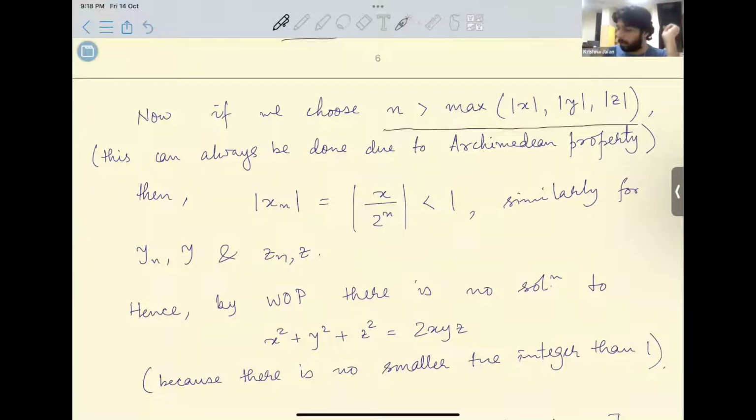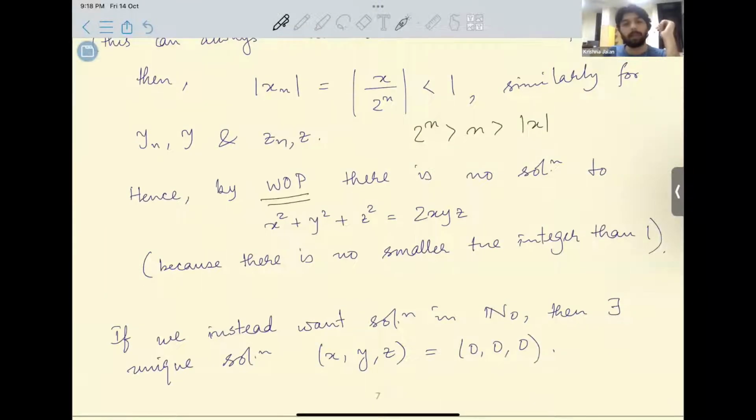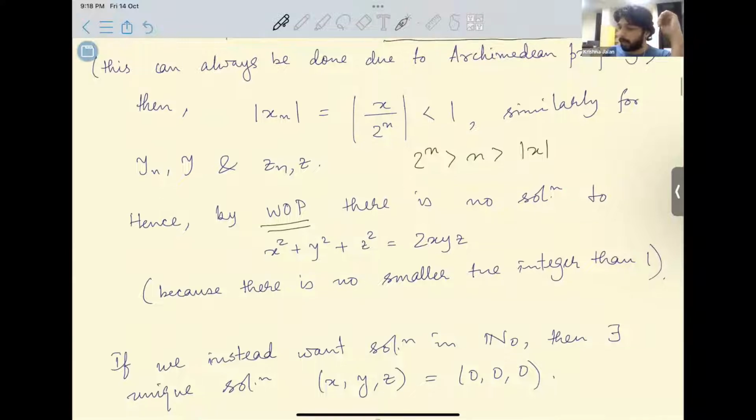Because notice that n is greater than mod x, and 2 to the power n is greater than n. So clearly mod x by 2 to the power n is less than 1. But I mentioned that by the well ordering principle, the natural numbers have a lower bound, and that lower bound is 1. So I cannot find any xn which is less than 1. I cannot find any natural number which is below 1.